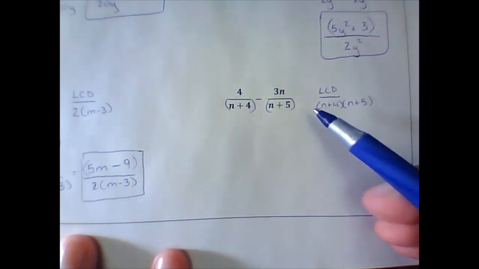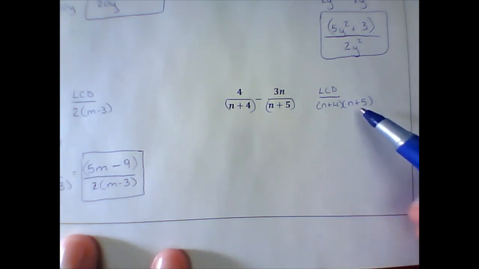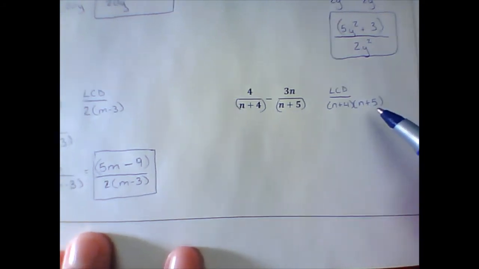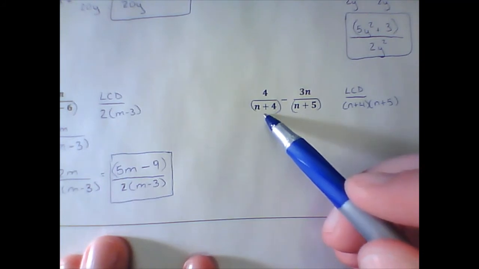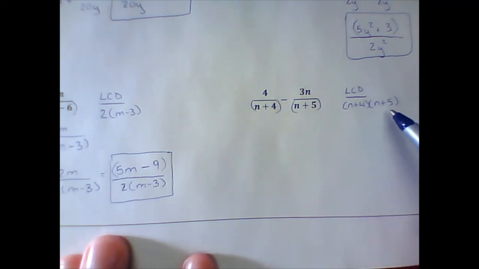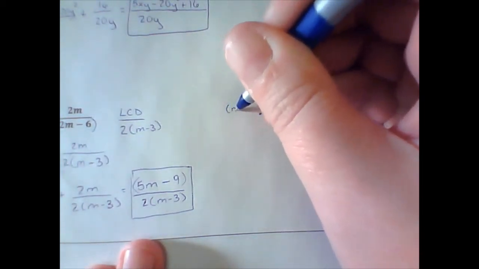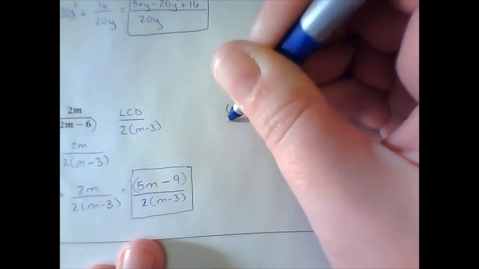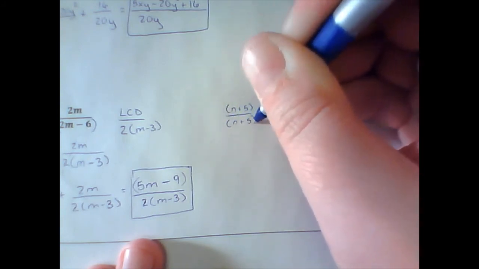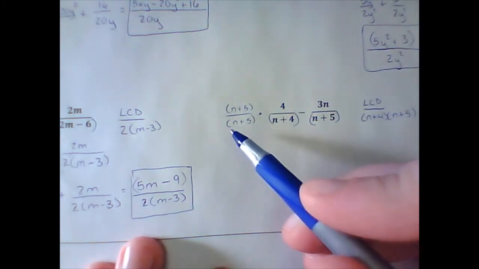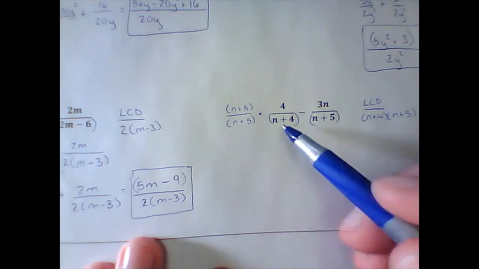So you're just listing what you have out of both denominators. Okay? So we just made a list of it. That's what's in the bottom. Not the top, just the bottom. So how do we make the first fraction look like that? We give it the group it doesn't have. Okay, it's got the n+4. What it doesn't have is the n+5.